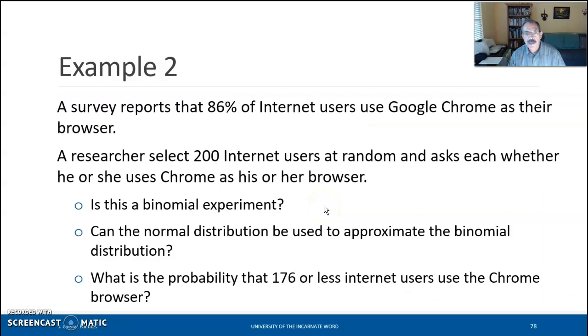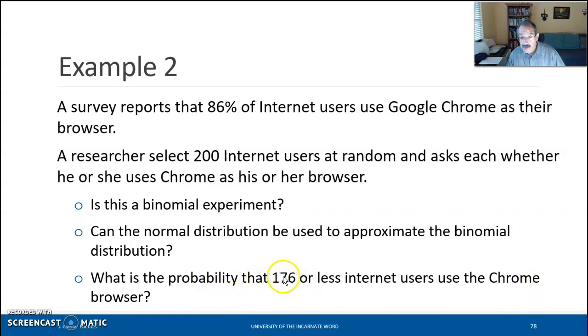All right, let's look at another example. In this example, a survey reports that 86% of internet users use Google Chrome as their browser. Researchers selected 200 internet users at random and asked each of them whether they use Chrome or not as their browser. The questions are: is this a binomial experiment? Can the normal distribution be used to approximate the binomial distribution? And finally, what is the probability that 176 or fewer internet users use the Chrome browser?